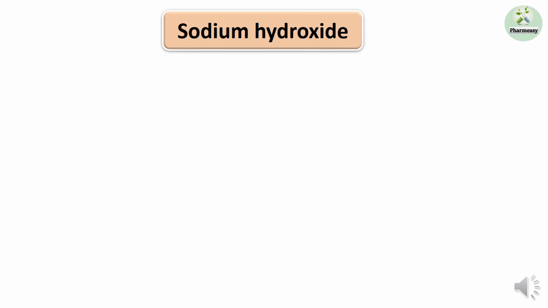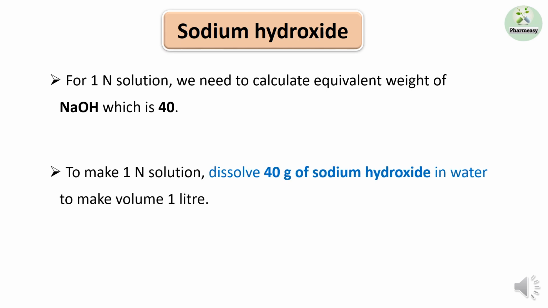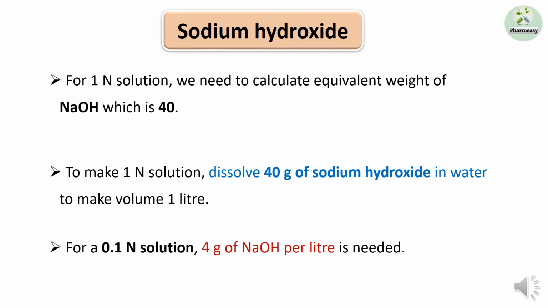Next one is sodium hydroxide. For one normal solution, we need to calculate the equivalent weight of sodium hydroxide, which is 40. To make one normal solution, dissolve 40 gram of sodium hydroxide in water and make up the volume to 1 liter. And for 0.1 normal solution, 4 gram of sodium hydroxide per liter is needed.